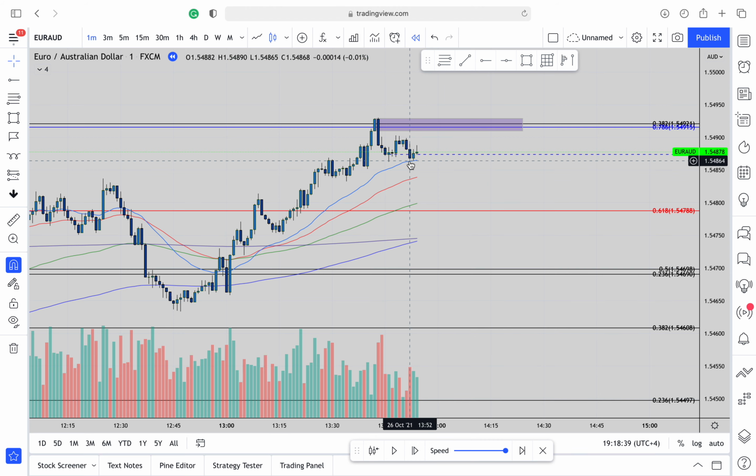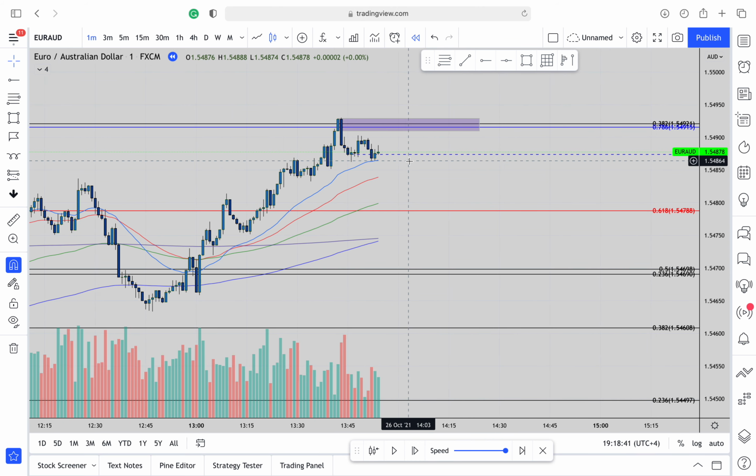The candle closed below this. So for me it was valid to enter. So I have this order block here. And then what I do is I look for more confluence in that area as well, in the order block area.